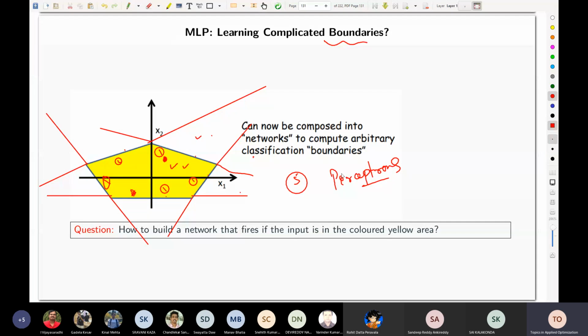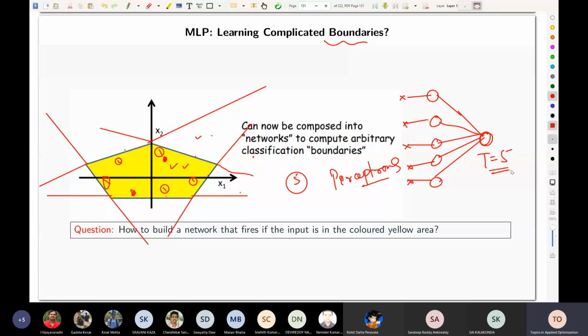And what do I need? Each perceptron will tell me, so the point X goes to each of these. Each of these tells me whether the point is on the correct side of that boundary, and then there will be a final perceptron that will check the threshold. So what is the suitable threshold here? The threshold is 5, right? So this is what we are planning.